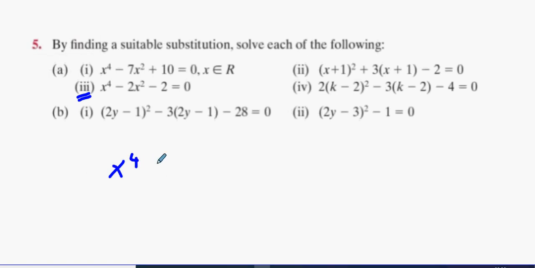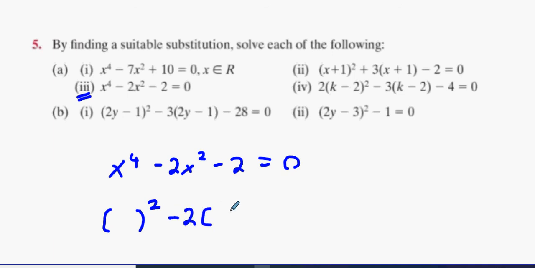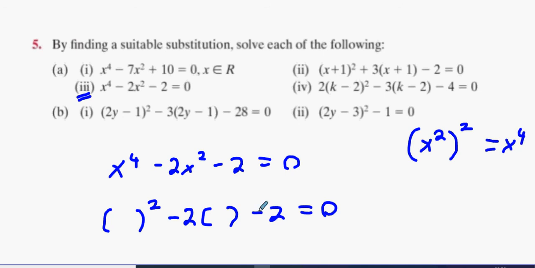Yes, Matthew. Yeah, Matthew has that sorted. What Matthew said is we can usually change them into a quadratic equation, can't we? Now here's the trick. X squared to the power of 2, what's x squared squared? X to the power 4.